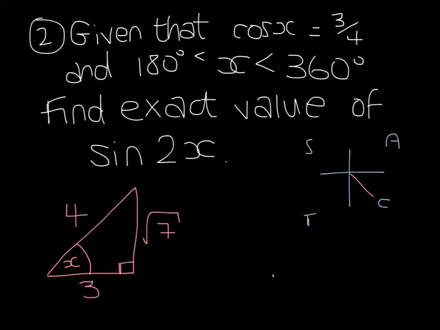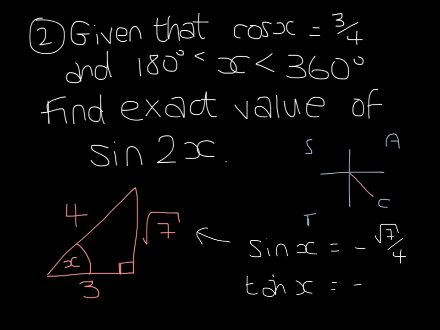So I can say straight from this triangle that sine of x must be minus root 7 over 4, and that tan of x must be minus root 7 over, sorry, my mistake, that should say root 7 over 3 for that one. So we've got all three ratios, cos, sine and tan. We just now need to put it into the sine 2x formula.